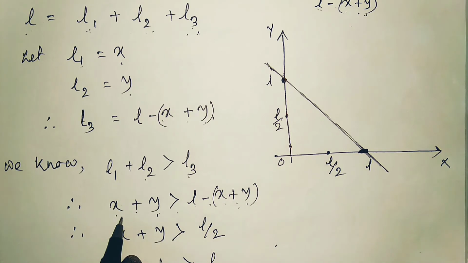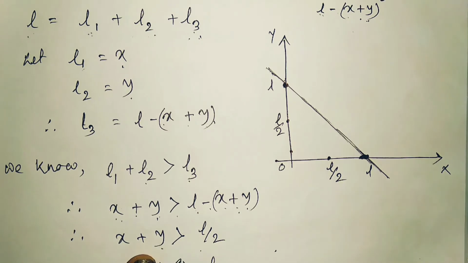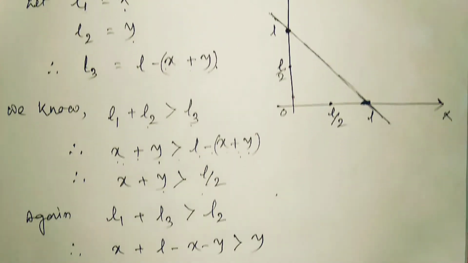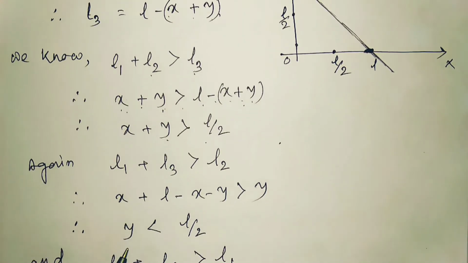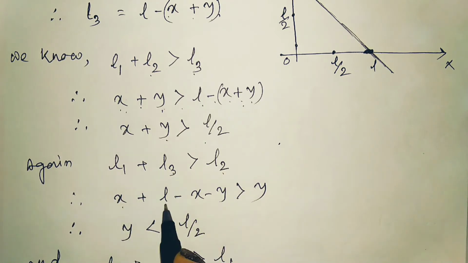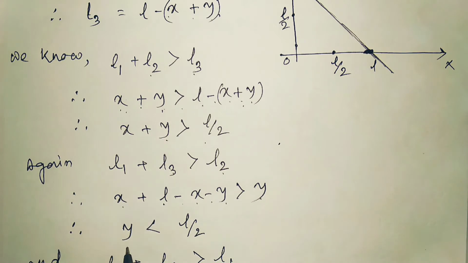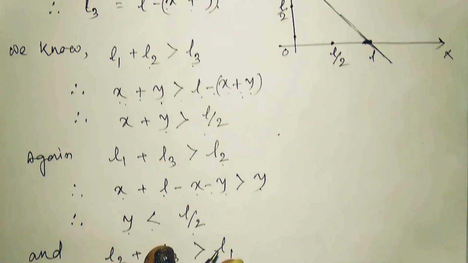So if we take it on this side, then it is 2 into x plus y greater than L, so that x plus y is greater than L by 2. So this is the first equation which we will find out. Again, L1 plus L3 greater than L2. So L1 means x, L3 means L minus x minus y, and L2 means y. If we simplify, we will find out y is less than L by 2.